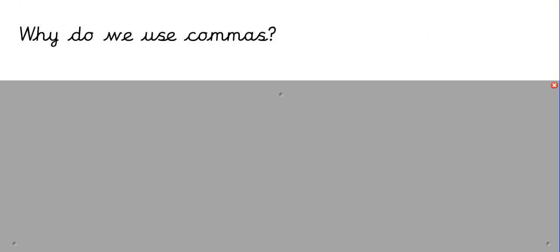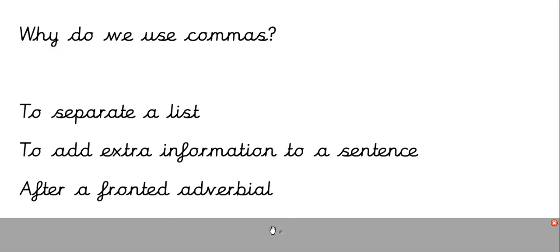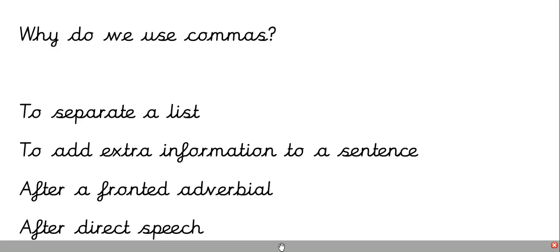So why do we use commas then? Have a think. What is the purpose of using a comma? So commas can be used to separate a list, add extra information to a sentence, or after a fronted adverbial, or after direct speech. So you'd separate your fronted adverbial from the rest of your clause with a comma, and you'd separate your direct speech from the rest of your clause with a comma. And adding extra information to a sentence could be your relative clause or your parenthesis. And as we all know, to separate items in a list also.